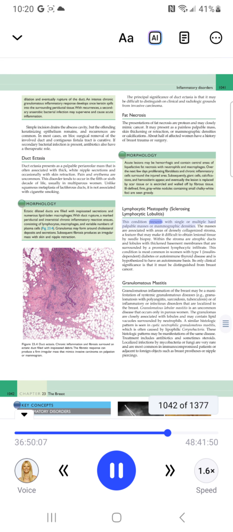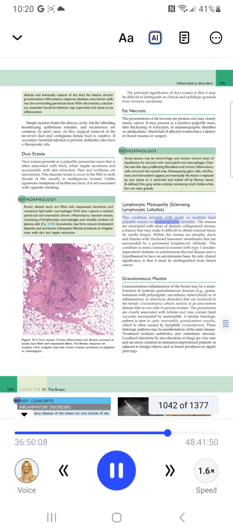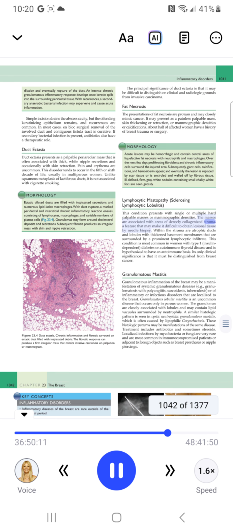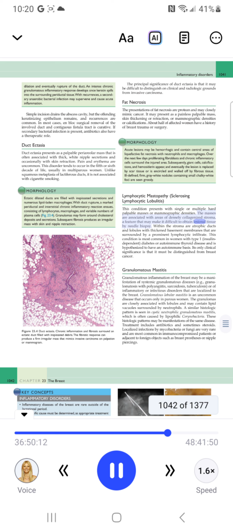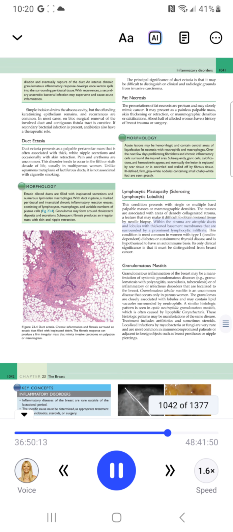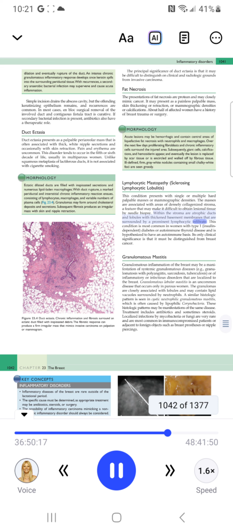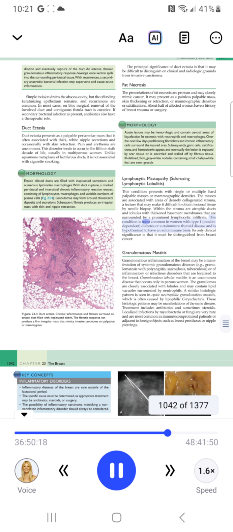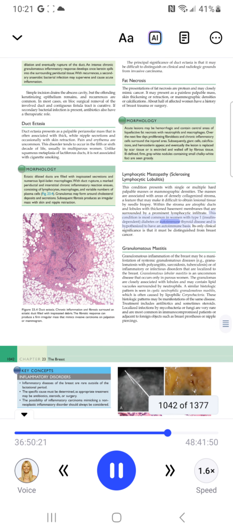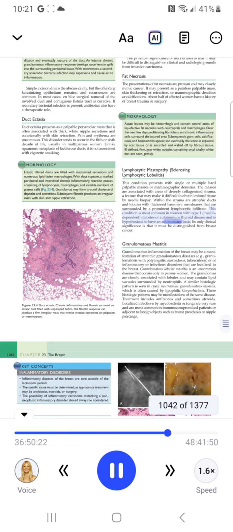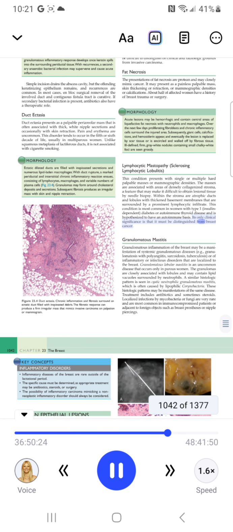This condition presents with single or multiple hard palpable masses, or mammographic densities. The masses are associated with areas of densely collagenized stroma, a feature that may make it difficult to obtain lesional tissue by needle biopsy. Within the stroma are atrophic ducts and lobules with thickened basement membranes that are surrounded by a prominent lymphocytic infiltrate. This condition is most common in women with type 1 insulin-dependent diabetes or autoimmune thyroid disease and is hypothesized to have an autoimmune basis. Its only clinical significance is that it must be distinguished from breast cancer.